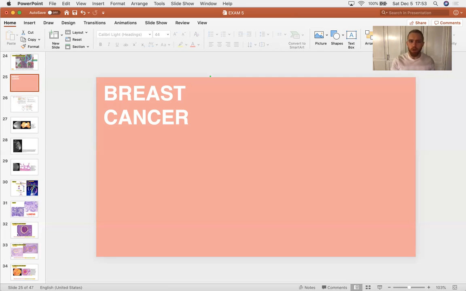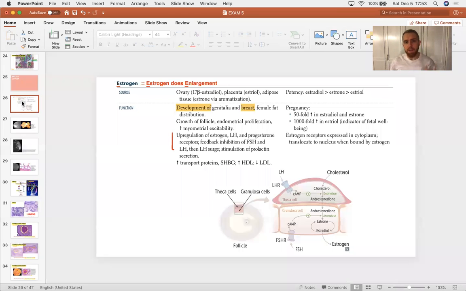What makes functional cells of the breast grow? Good question. The answer to that is estrogen, because estrogen is going to stimulate enlargement of the breasts, period. It's a growth factor. And this also accounts for why certain breast cancers have the estrogen receptor on them, because estrogen just feeds them. It gives them food. It tells them to divide.